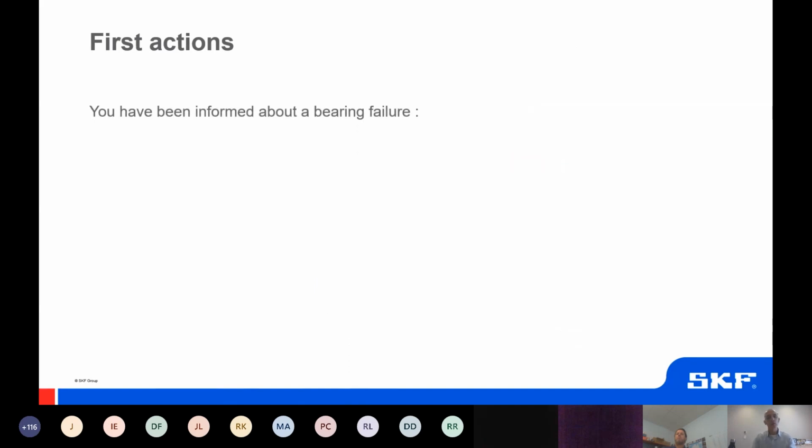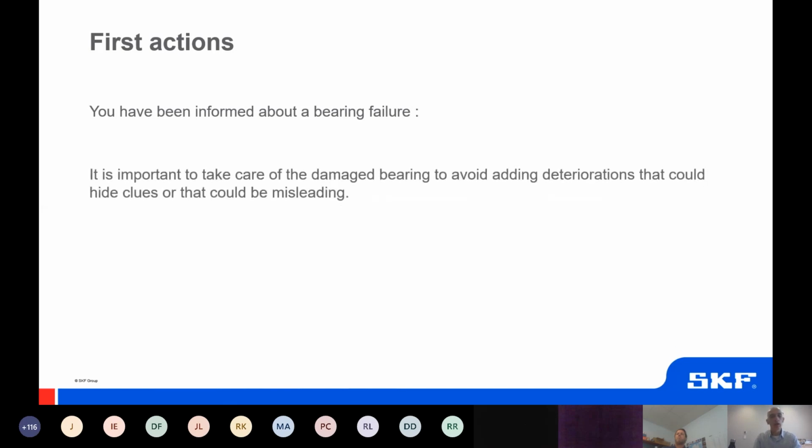So what are some of the first things we need to do when you know that there is a failure? I would say maybe one of the most important first actions is that you need to avoid any additional damage as much as possible when you are removing the bearing from the machine, and even before, so you avoid creating more damage that will mask or hide some of the symptoms or features that may help you to identify the reason for the failure.